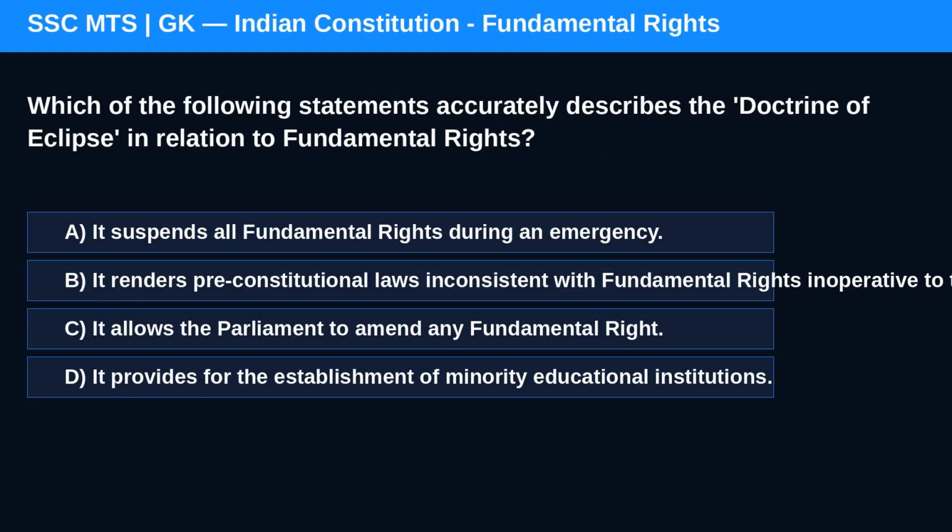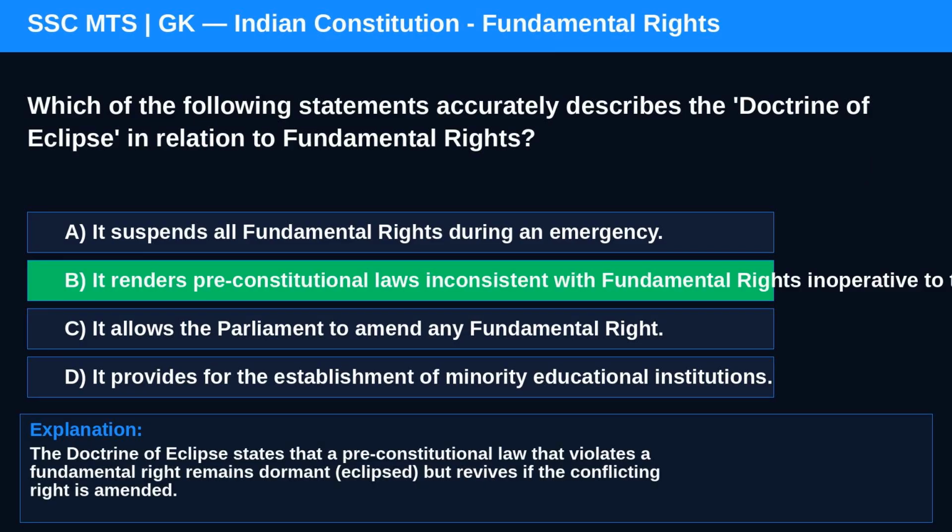Question 5. Which of the following statements accurately describes the doctrine of eclipse in relation to fundamental rights? Option A, it suspends all fundamental rights during an emergency. Option B, it renders pre-constitutional laws inconsistent with fundamental rights, inoperative to the extent of the inconsistency. Correct answer is B. The doctrine of eclipse states that a pre-constitutional law that violates a fundamental right remains dormant, eclipsed, but revives if the conflicting right is amended.